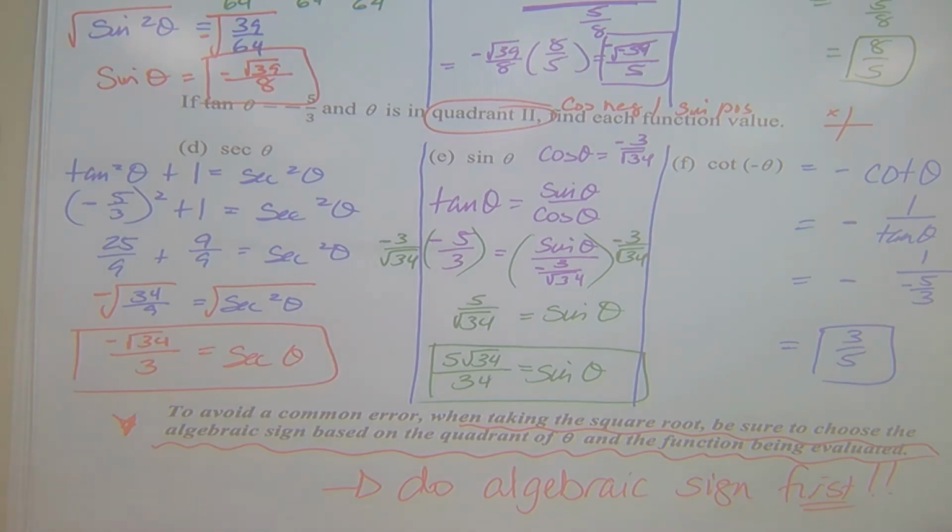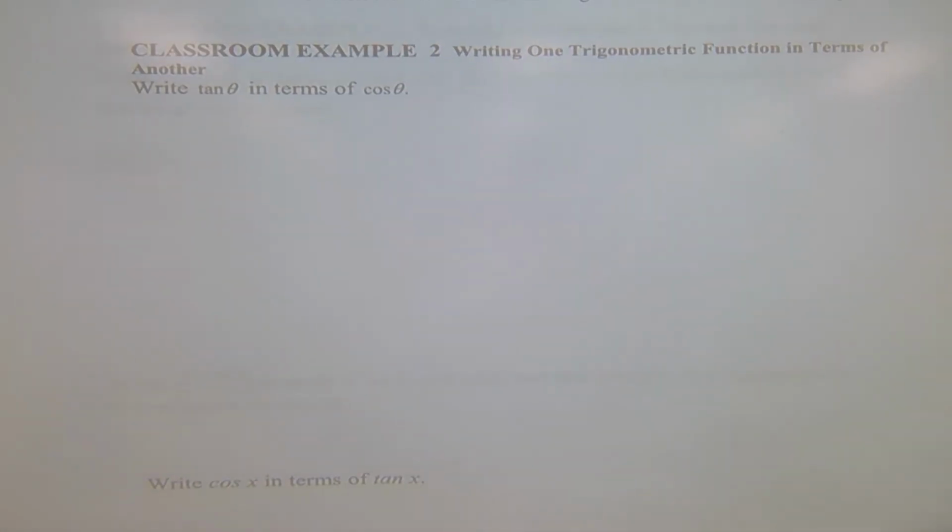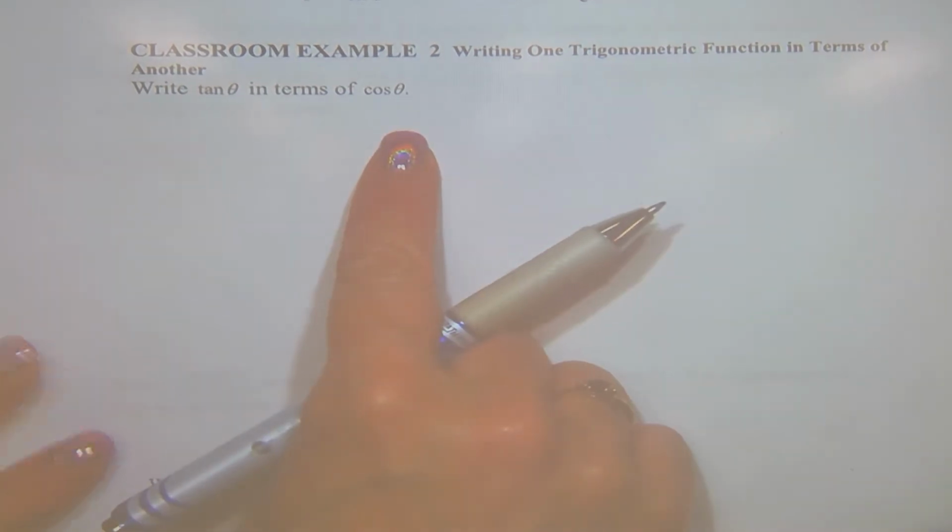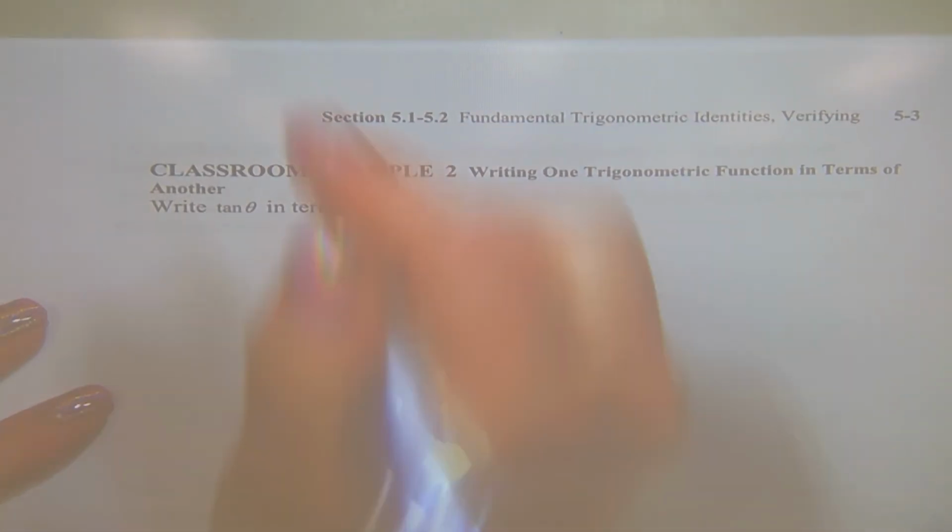All right, let's look at that next page of notes. Example 2 says to write one trig function in terms of the other. Now, pay close attention to what you're asked to do. I am not solving here. I am rewriting one function in terms of the other function. That means I'm starting with tangent theta and I'm going to end up with cosine theta, excuse me.